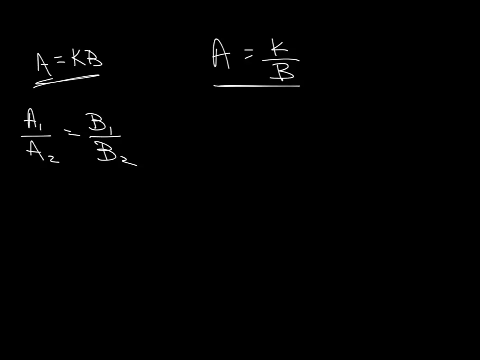Alright, so inverse variation, the problem is going to look like this. A1 over A2, just like this one was, but inverse means we're going to take our other one and flip it over. It's the only thing we're going to do. So the only difference between inverse and direct is B1 over B2, B2 over B1. That's it.